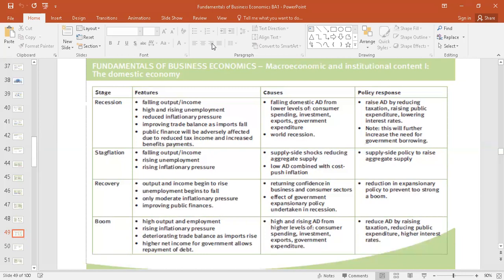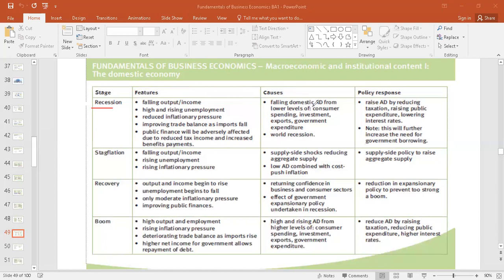So improving trade balance as imports fall, public finance will be adversely affected due to reduced tax income and increased benefit payments. Okay, so these are the features. The causes for that, what's the root cause? What happens during recession is features. What are the causes of recession?